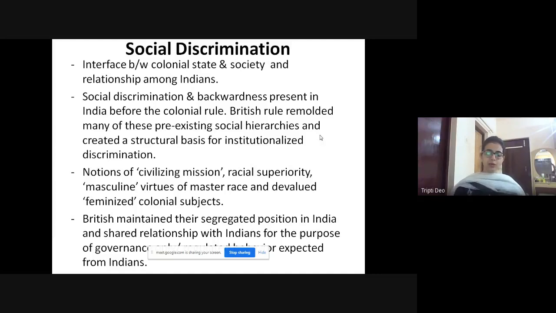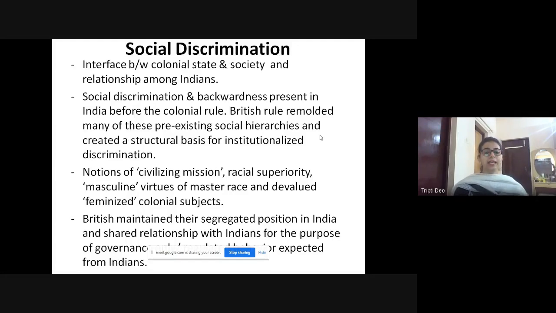So this social discrimination, the discrimination happening at the social level, impacts the colonial state, society, and the relationship Indians have with them, with each other, with the colonial state, and with their own society. All of this is interconnected when you're talking about social discrimination. Even the way Indians are looking at other Indians is changing.